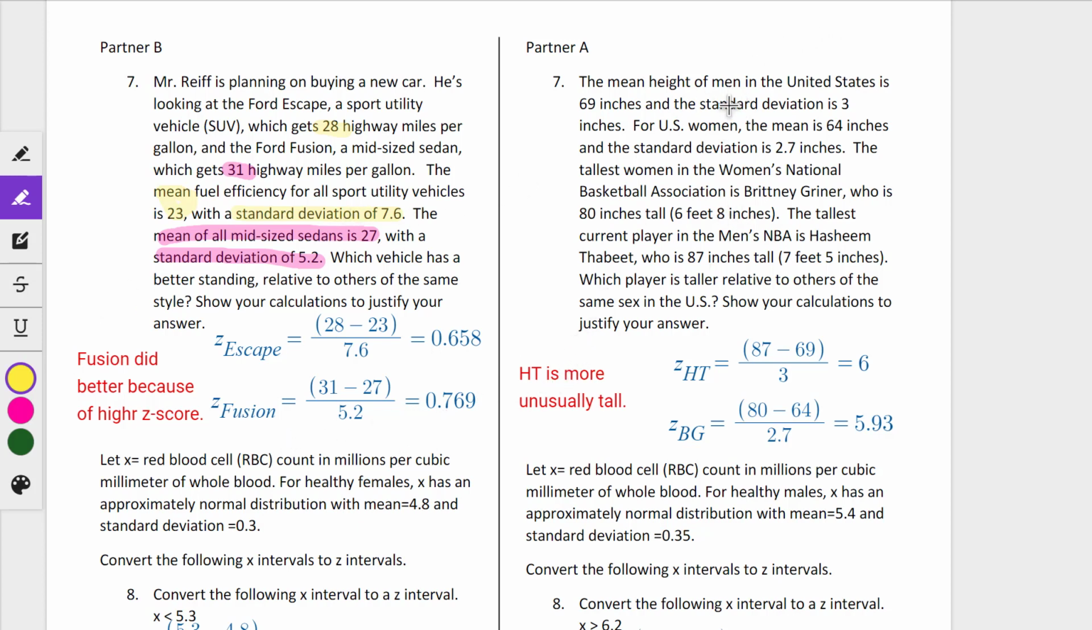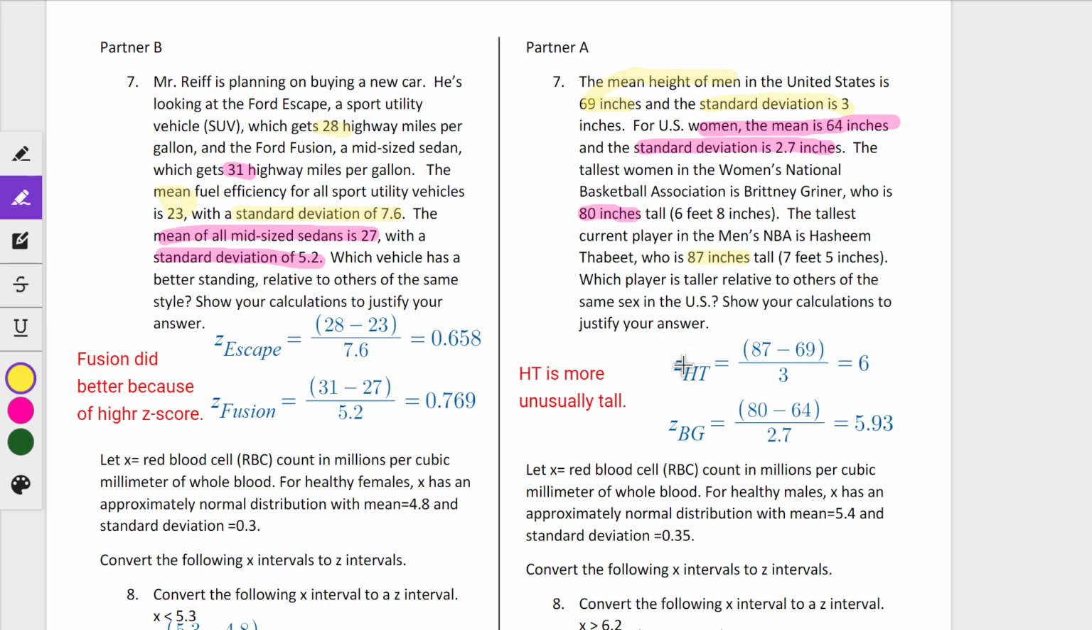Now over here, we have the mean height of men is 69 inches, all right? And a standard deviation is 3. For women, the mean is 64 inches, and standard deviation is 2.2 inches. The tallest woman in the Women's National Basketball Association is Brittany Griner, so she's 80 inches tall, 6 foot 8 inches. And the tallest male player is Hashim Tabit, who is 87 inches tall. That's 7 feet 5 inches. Which player is taller relative to the others of the same sex?